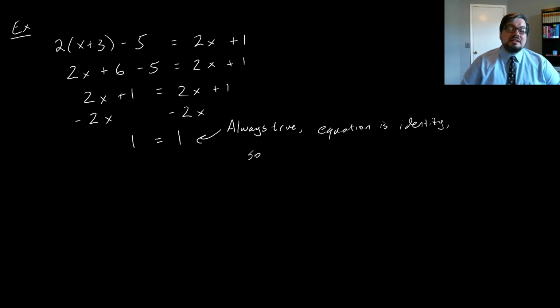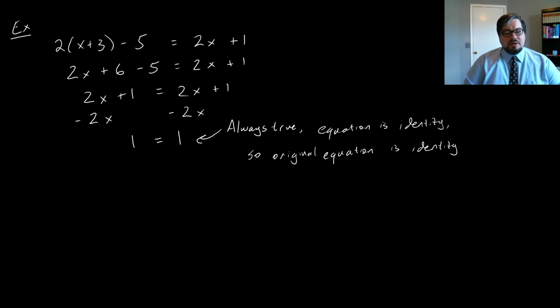And because this equation has the same solution set as the original equation, this means that the original equation is an identity, meaning that it's always true. No matter what value of x you plug into the original equation, you will get a true statement out of it. So, this is how we recognize when an equation that we started with is actually an identity. It's when we reduce it to an equation which is always true.